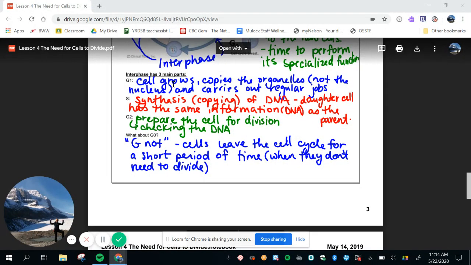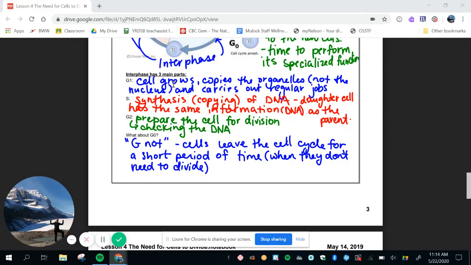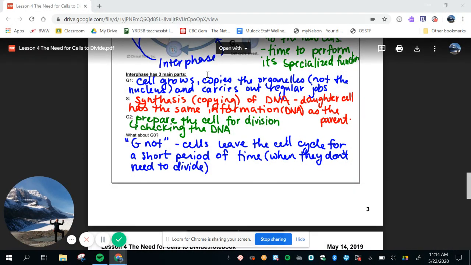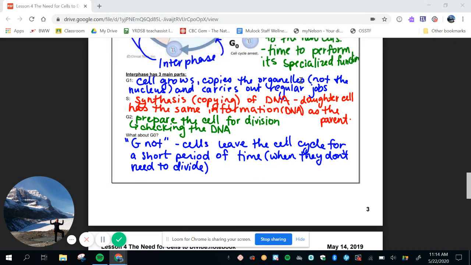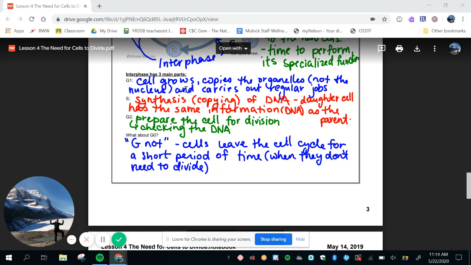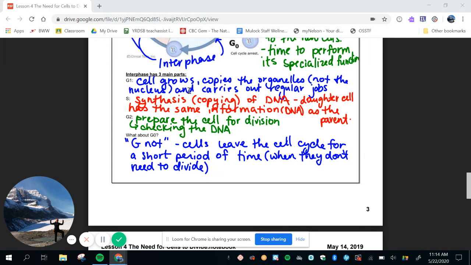So just want to mention the 3 phases of interphase to start us off. G1, we have cell growth. So there is some growth that's happening. You don't want to have too small of a cell, but really what you're looking to do is make copies of the organelles. Okay, and I mentioned here not the nucleus. The nucleus is a special process, which we're going to see in mitosis.